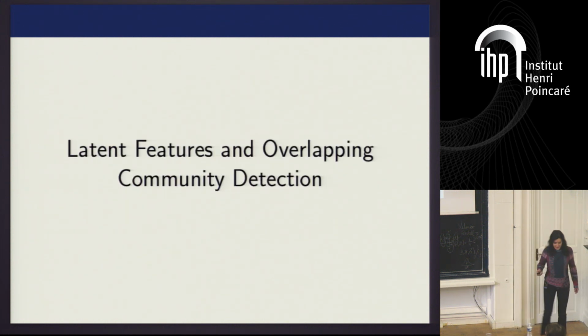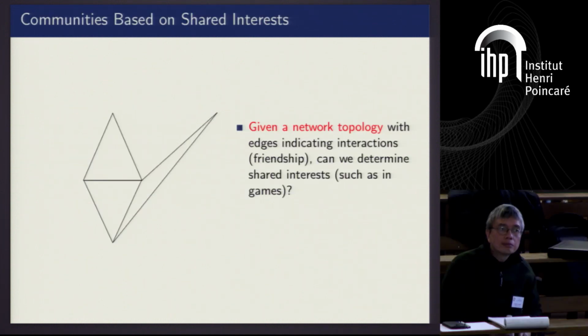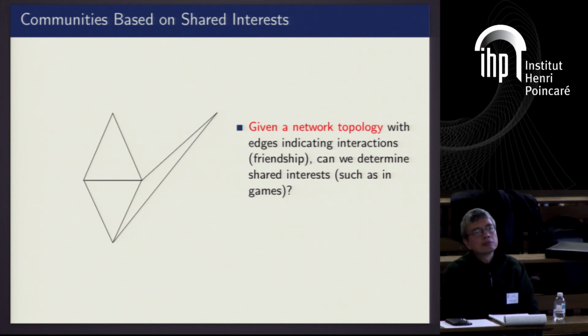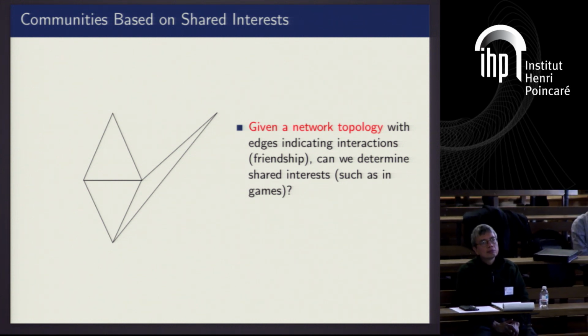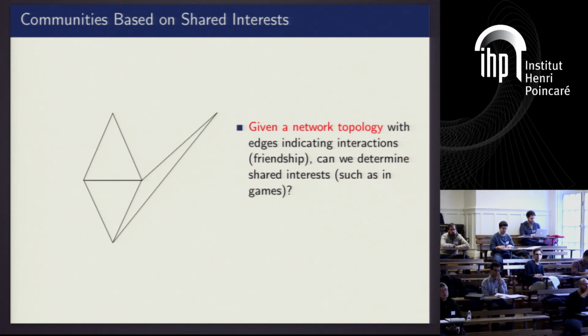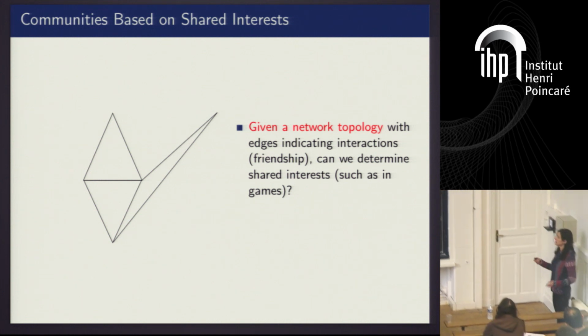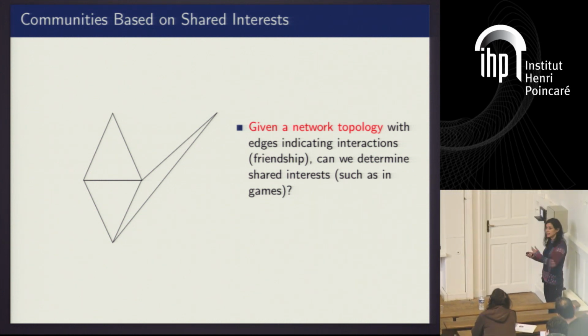So let me go and discuss this notion of overlapping community detection and the underlying theory of intersection graphs. Let's assume the following really straightforward question. You are given a graph, and you're given just the network topology, basically. And edges indicate some form of interaction or friendship. And the question is, can I look at this graph and decide what kind of shared properties do these vertices have that led to such an interaction or friendship graph?